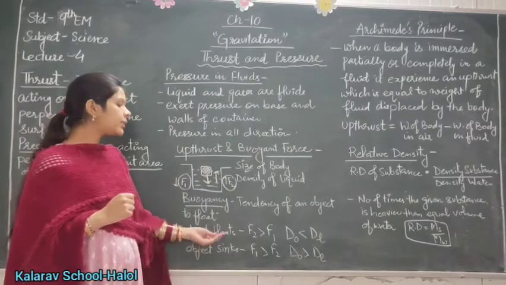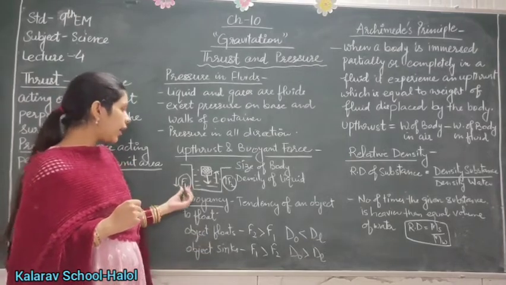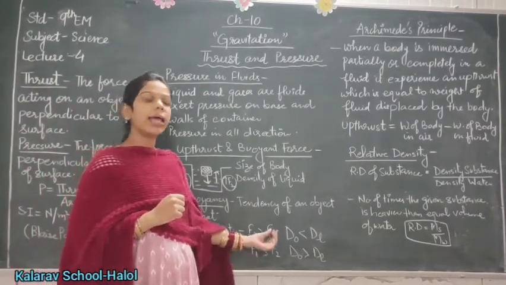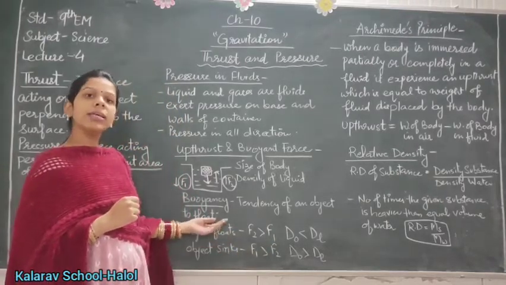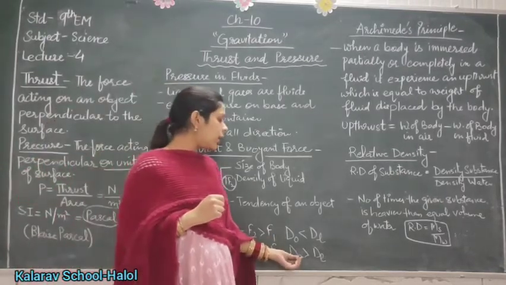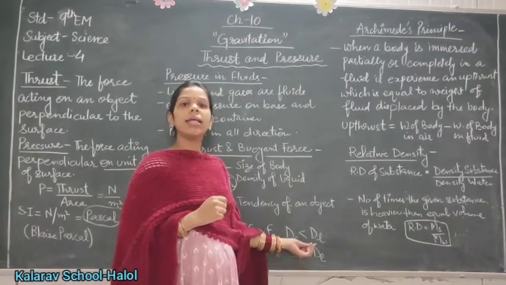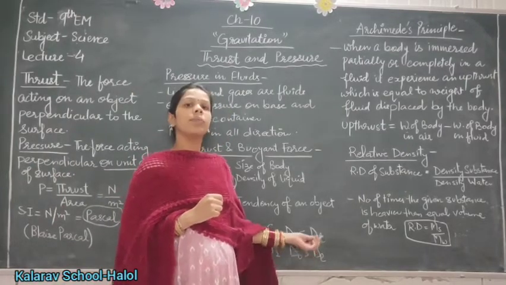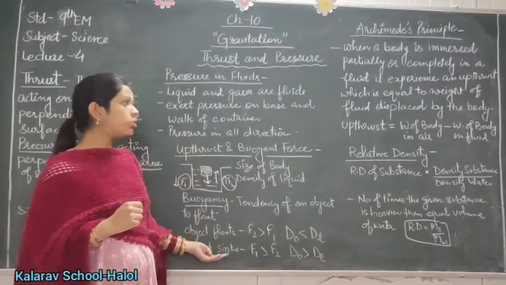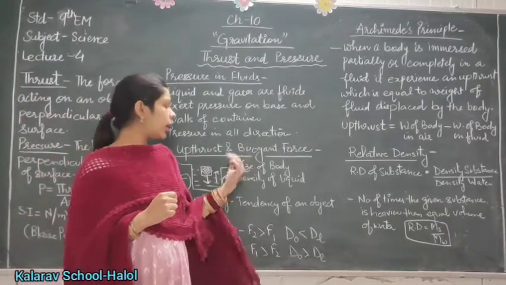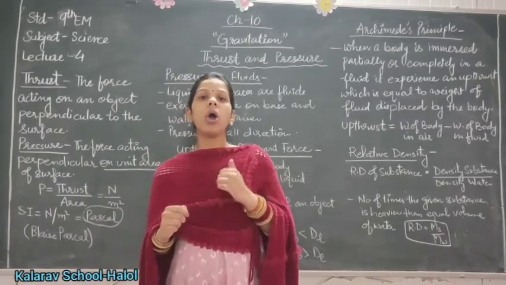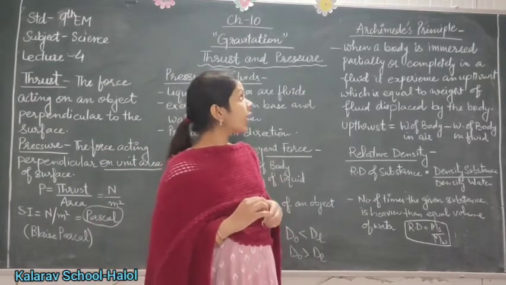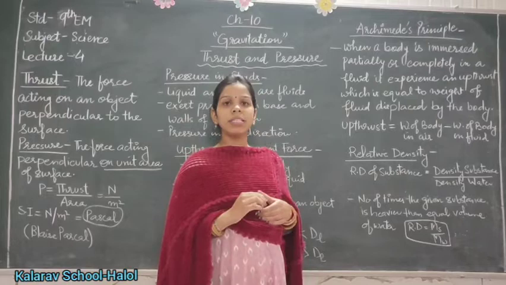The object sinks when the weight of the body is greater than the upthrust. Then we can say that the object sinks. If the density of the object is greater than the density of the liquid, then we can say that the object sinks. So here is the point which shows whether the object sinks or floats. So next is Archimedes principle.